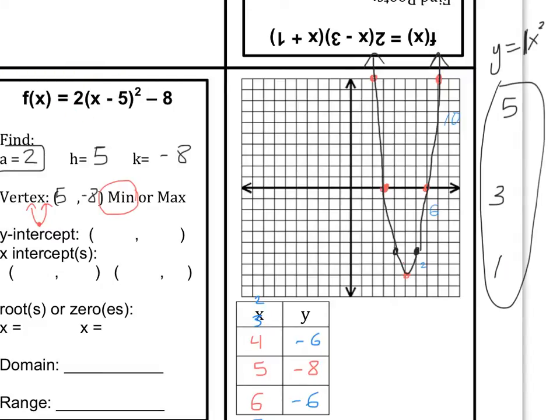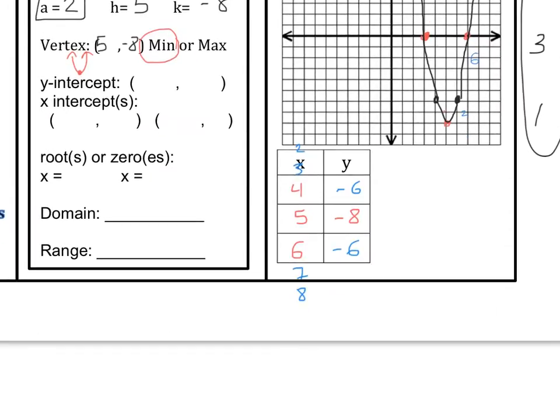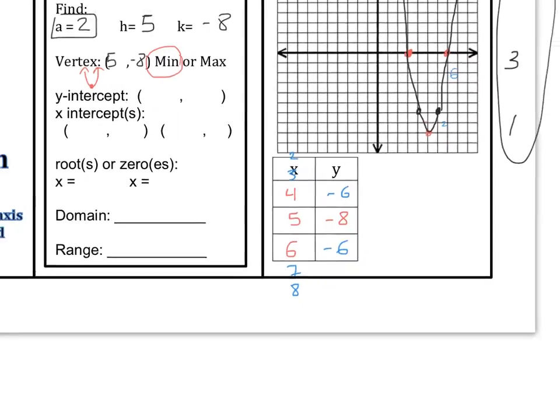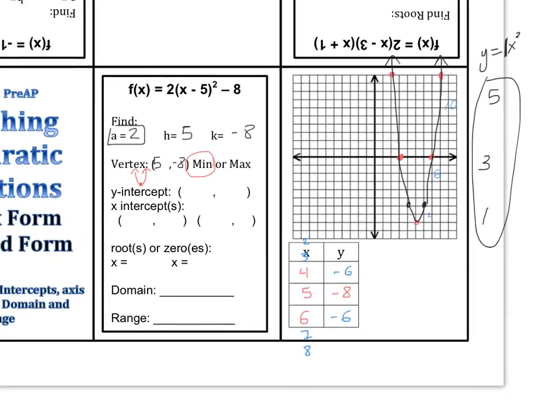So once I know what the pattern for the parent function is, and I know what the a is, I can just multiply and find the new pattern. So do I need a table of values next time? No, once you know the pattern, you can just follow it to graph your parabola. Now what's the y-intercept? I cannot see it, so I have to do something to calculate it. We'll talk about that in a minute.